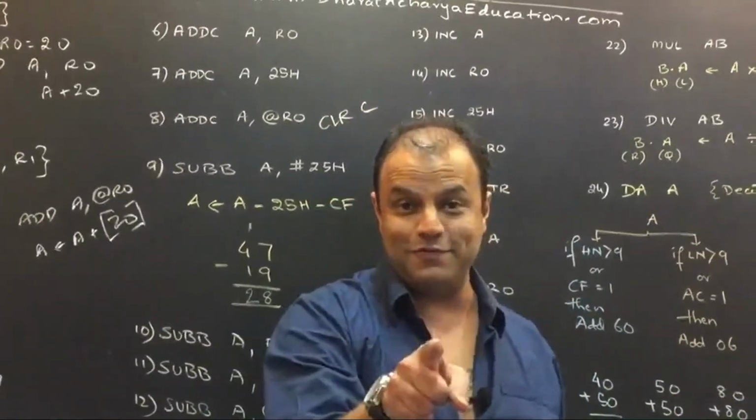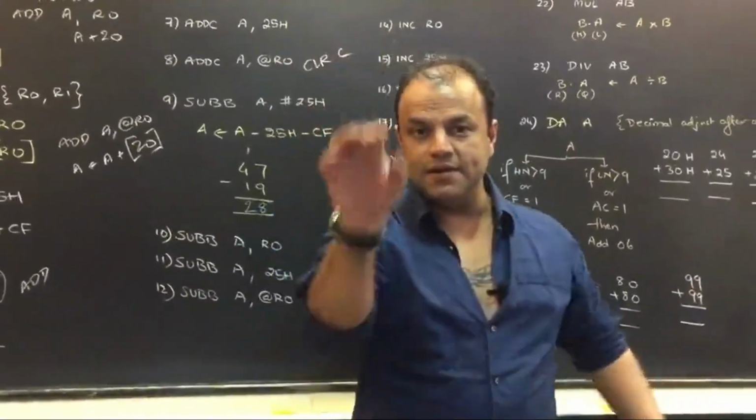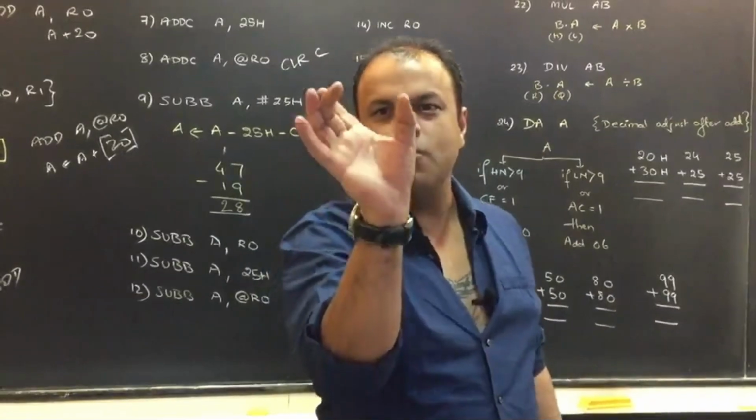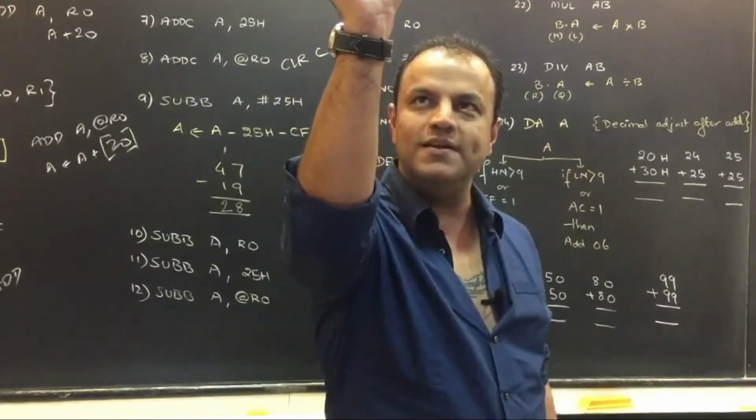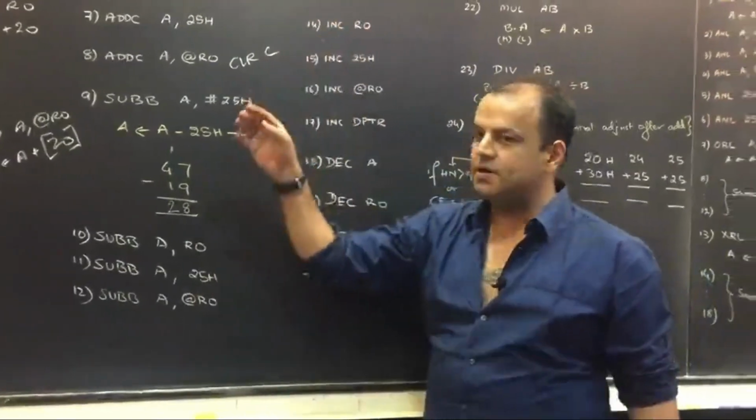If it was FF, it will roll back to 00. Keep this in mind. Any 8-bit register begins from 00, goes all the way up to FF. If you increment it beyond FF, it will roll back to 0. Are you clear? So that is increment A.